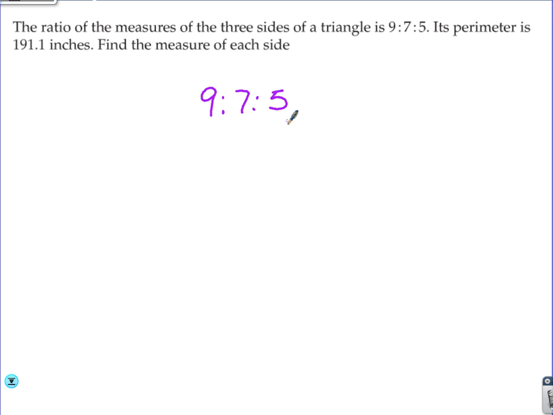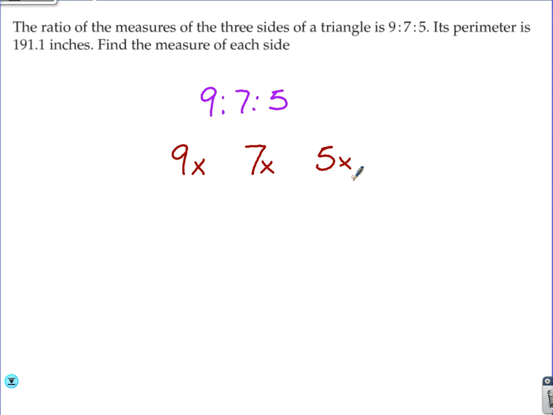Megan, see if that last problem made sense to you. 9, 7, and 5 are not the side lengths, but how could I represent the side lengths? Even though they're not 9, 7, and 5, I could represent them with 9x, 7x, and 5x. Those are the three sides.